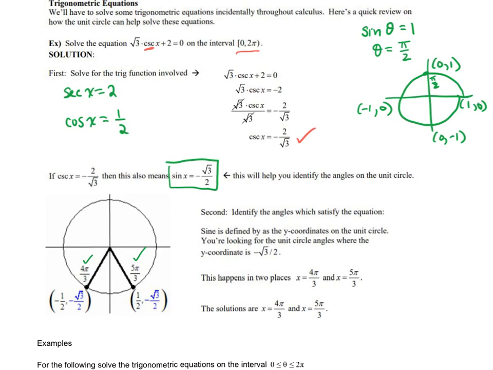Now, there are definitely other ones, because think about this. I could go here for this angle, but I could also go all the way around. But that's out of my interval. There are infinitely many solutions, essentially. We just are looking at the ones between 0 and 2 pi.